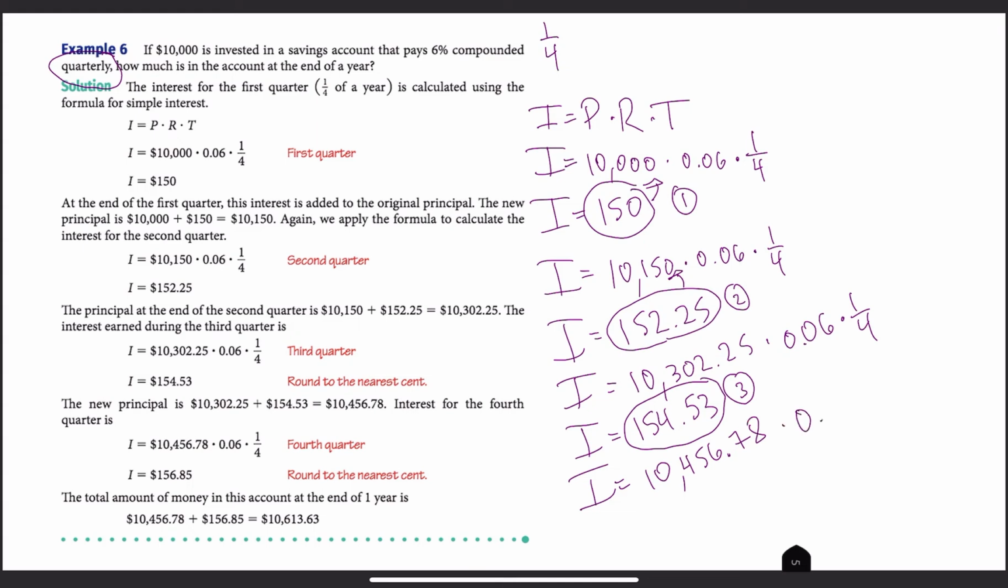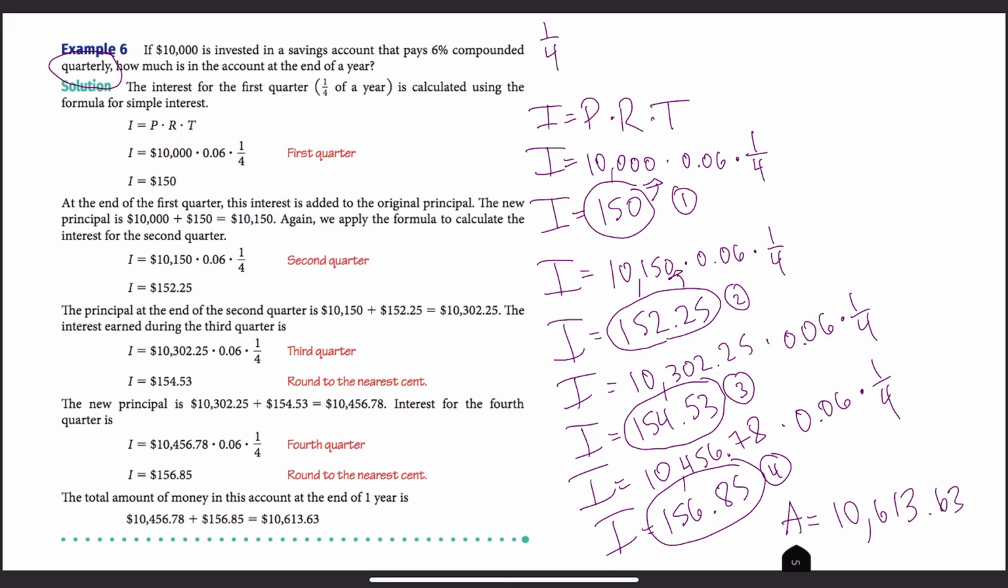Now I'm going to find out what 6% of that is for another quarter. That's $156.85. So those are the 4 quarters of interest. So my total amount, if I add the interest to the previous quarter, my total accumulated amount is $10,613.63.